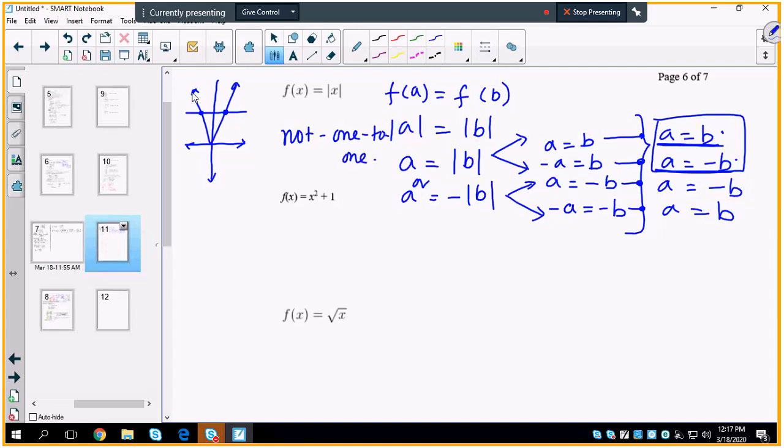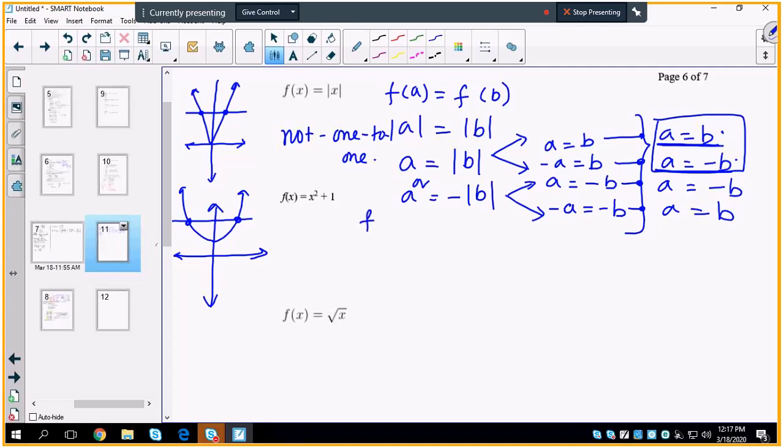f(x) equal to x squared plus 1. Let's see the graphical nature of this function. x squared plus 1 is the graph of x squared shifted up by 1 unit. It still fails the horizontal line test. It can't be one-to-one. But we will check it using the algebraic approach.